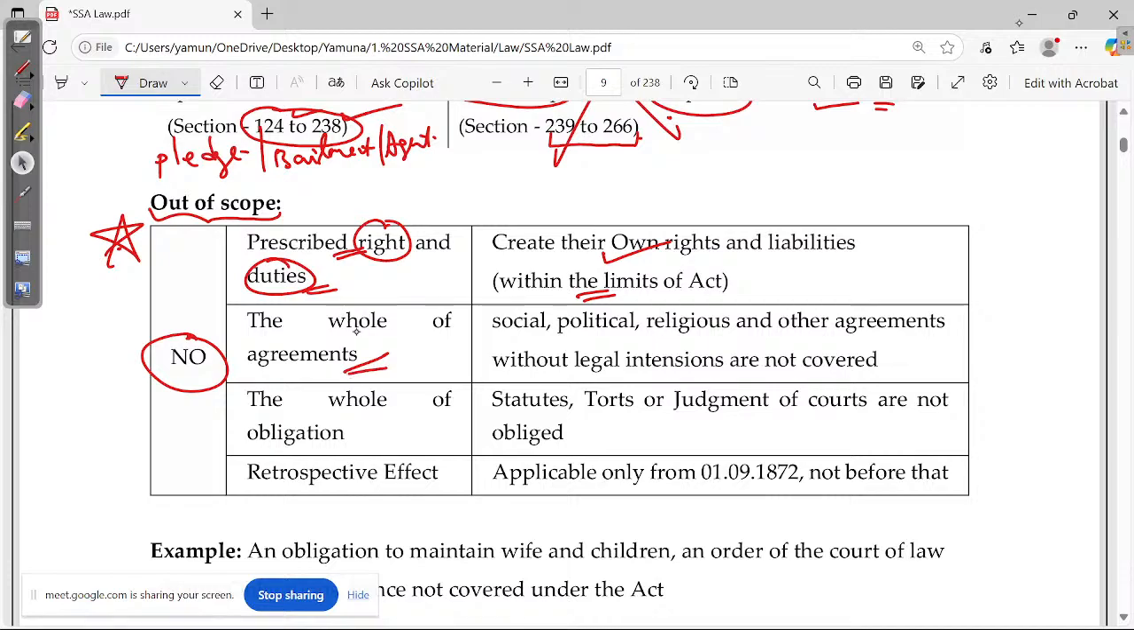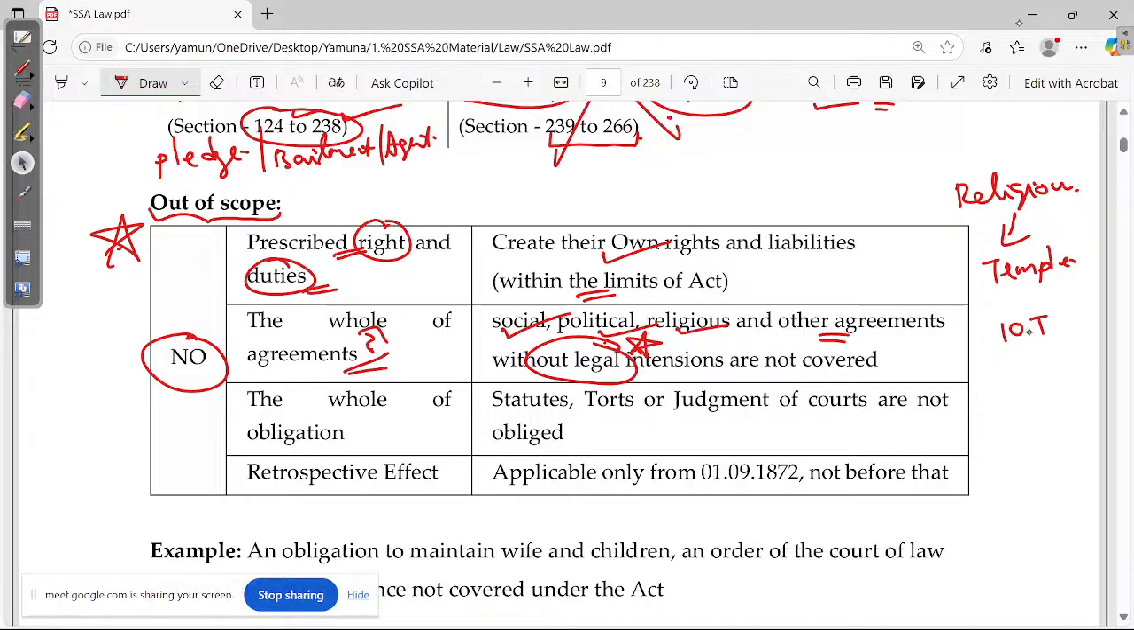Not the whole of the agreements. What do you mean by the term whole of the agreements? Sometimes agreements may be entered into because of a political, social or religious nature, or other agreements where legal intention is not covered. I want to highlight this. Probably there are some religious costs involved in building a temple, like a Kumbhabhishekam or something like that, and I am giving a donation of 10,000 rupees. Is this covered in the Indian Contract Act? No, because there is no legal intention.